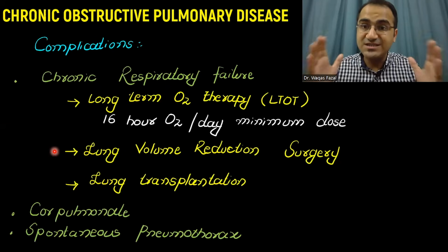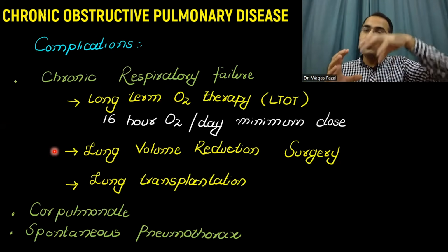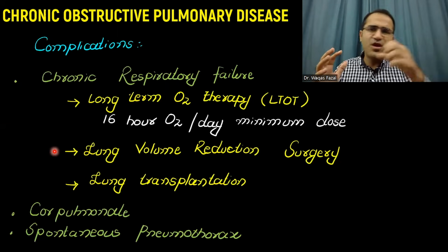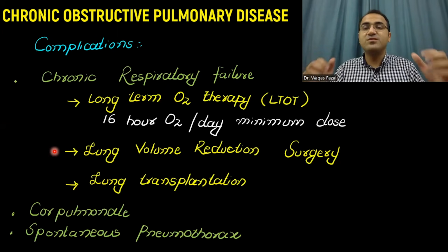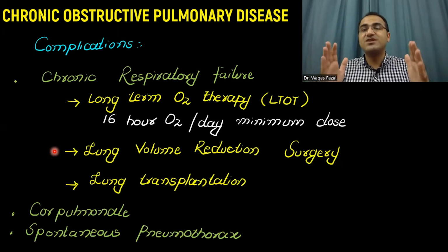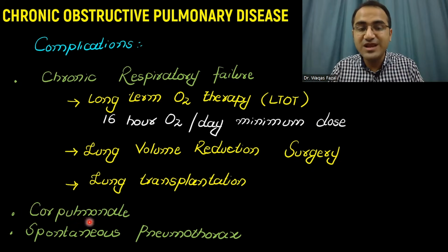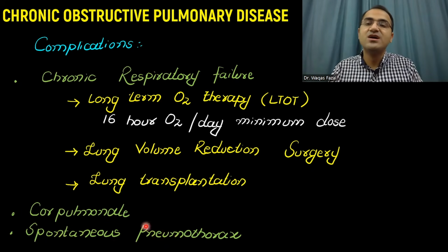Since their lungs are destroyed, their lungs are damaged, and the right side of the heart pumps the blood to the lungs, if the lungs are damaged, the right heart has to put more effort into getting the blood oxygenated. So the right side of the heart is overstressed and overworking. So it results in right heart failure, cor pulmonale. And spontaneous pneumothorax by rupture of an emphysematous bleb can also occur.